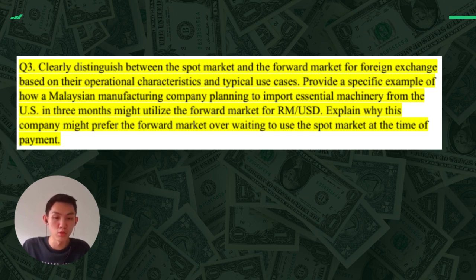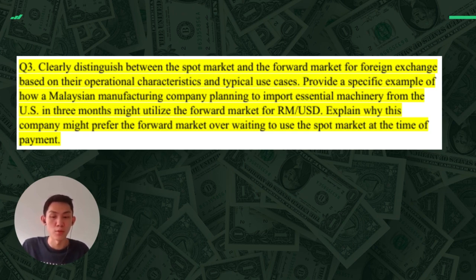Right. So if the company chooses to wait for the spot market, and the ringgit Malaysia depreciates in 3 months, like from 4.25 to 4.30, the total cost will be $1 million times ringgit Malaysia 4.30. They will get 4,300,000. Okay, if the ringgit Malaysia appreciates in 3 months, from 4.25 to 3.90, $1 equals 3.90, the total cost will be $1 million times ringgit Malaysia 3.90, which equals 3,900,000.